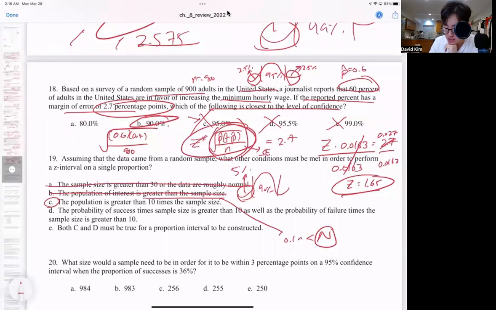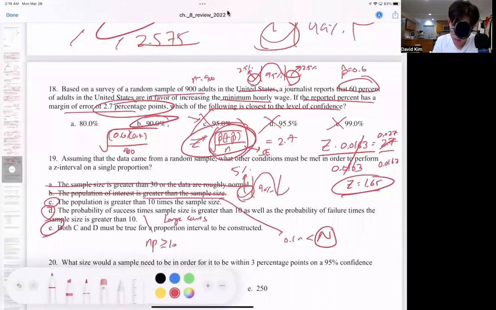The probability of success times the sample size. So that is n times p has to be greater than or equal to 10. D sounds about right. That's the rule of large counts. So it looks like E is the right answer for me, guys. So I'm going to erase these two and just say E.